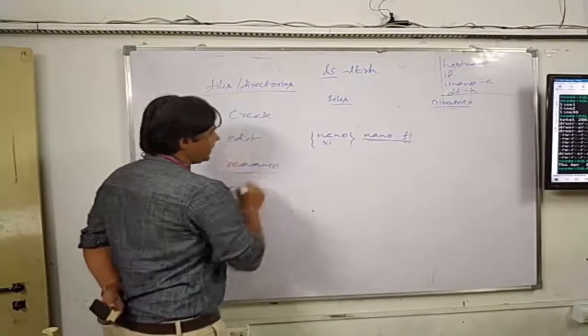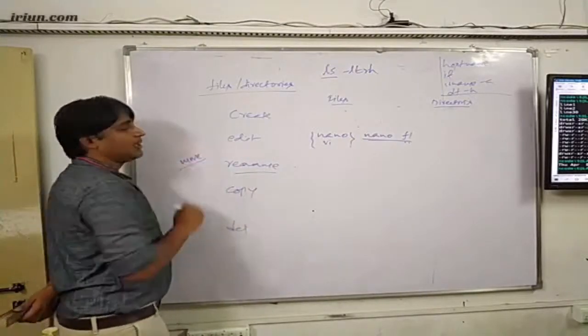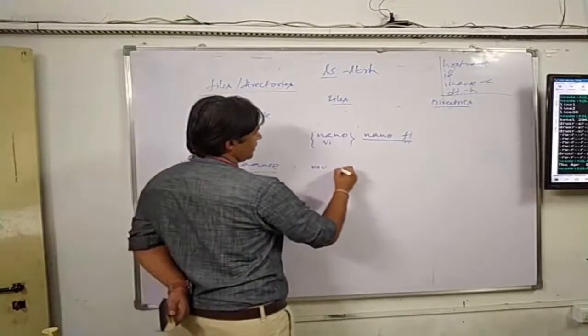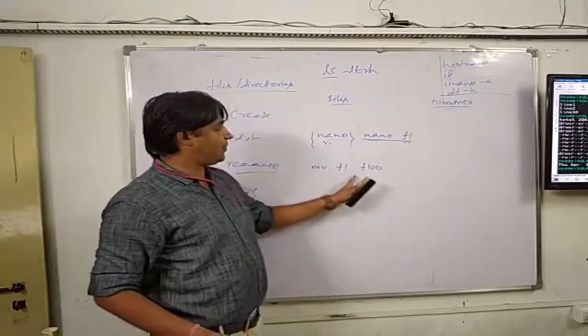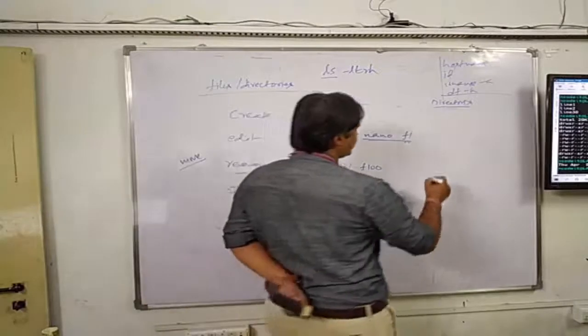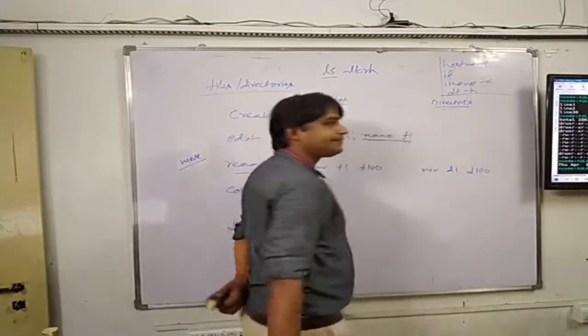Edit is done. Rename. Rename is called move in Linux and Unix. mv file 1 to file 100. So you are renaming F1 to F100, just like Windows. A directory, same thing. Move D1 to D100.